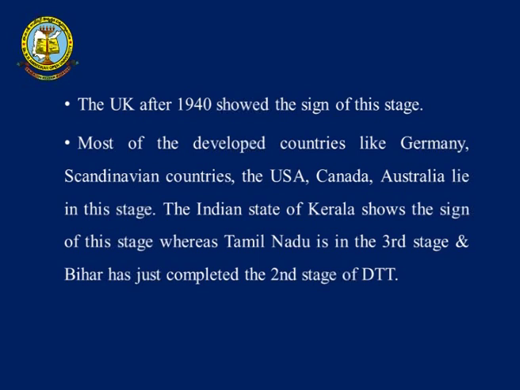Most of the developed countries like Germany and most of the European countries, USA, Canada, Australia are in this stage. The Indian state of Kerala shows signs of this stage, whereas Tamil Nadu is in the third stage and Bihar has just completed the second stage of demographic transition theory. So when it comes to India, different states of India are passing through different stages of demographic transition theory.